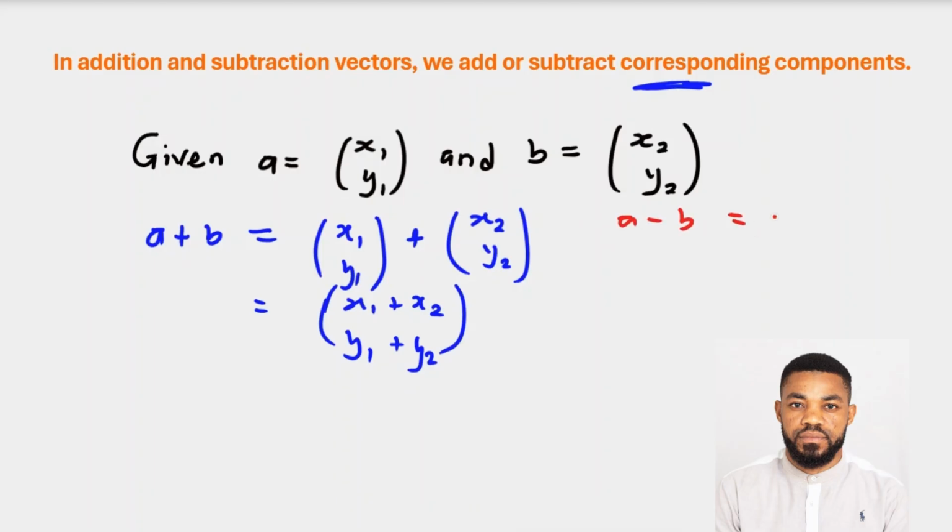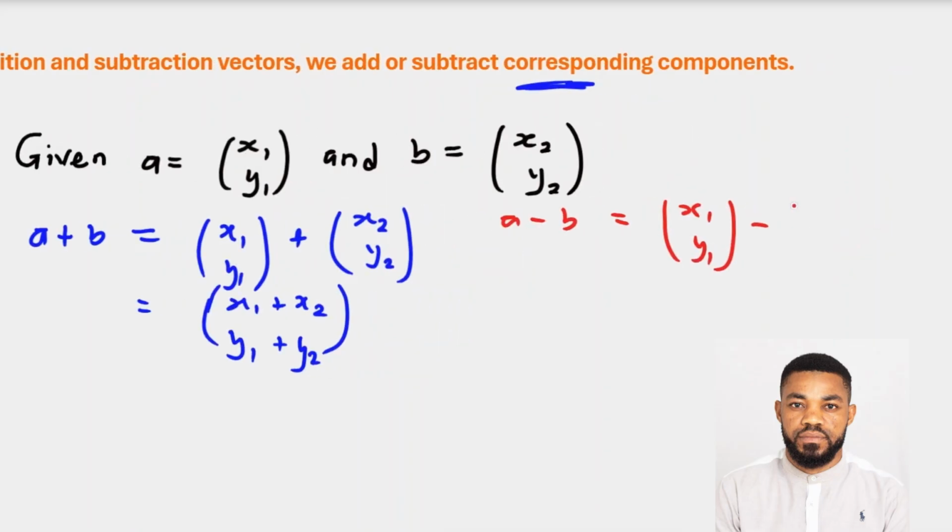Let's do substitution like we did in the first one. So vector A has component x sub 1, y sub 1. This time the operation is minus. The vector B has component x sub 2, y sub 2.